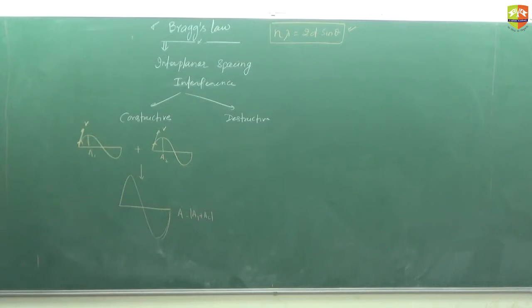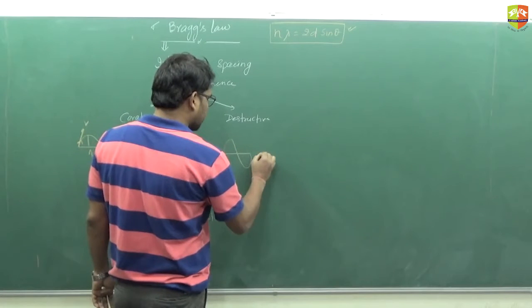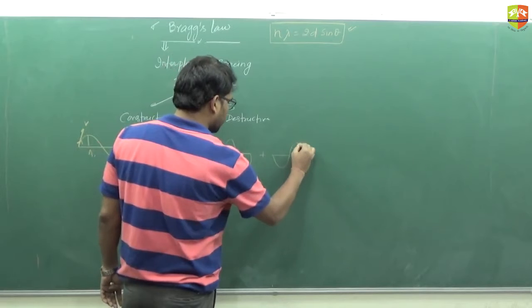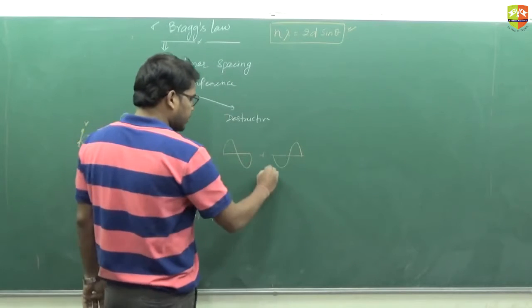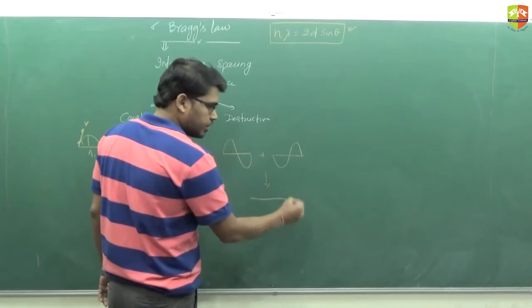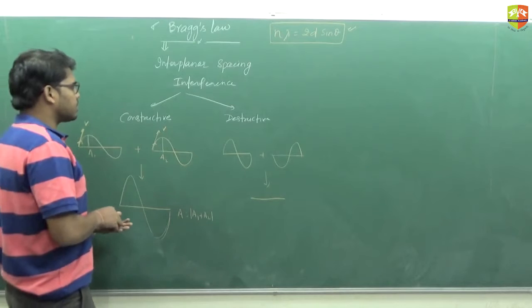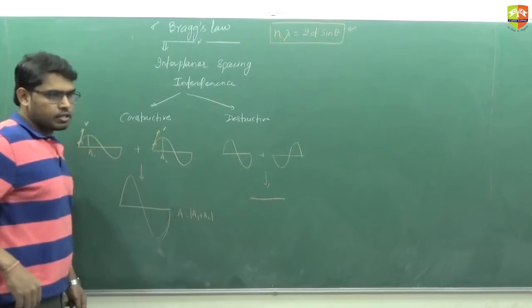When the phase is the same, it adds up. When the phase is opposite, like this, these two are in opposite phase. When these two combine, if the amplitude is the same, then they cancel each other. You won't get any wave. So this kind of interference we call constructive or destructive interference.